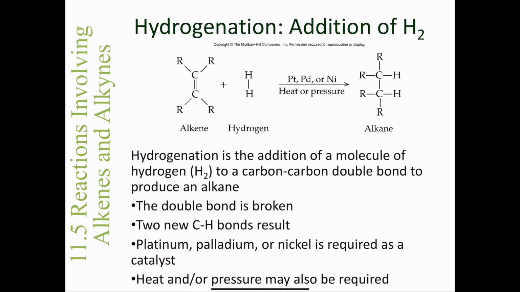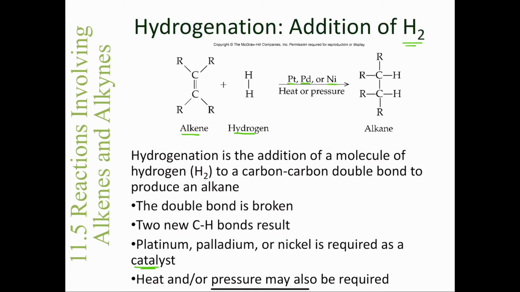Let's start by looking at hydrogenation, which again is the addition of hydrogen. Hydrogen, again, is a diatomic element. So we take our alkene and we react it with hydrogen. And I told you, you have to have a catalyst. And the possible catalysts that you can use are platinum, palladium, or nickel. Either one is fine.